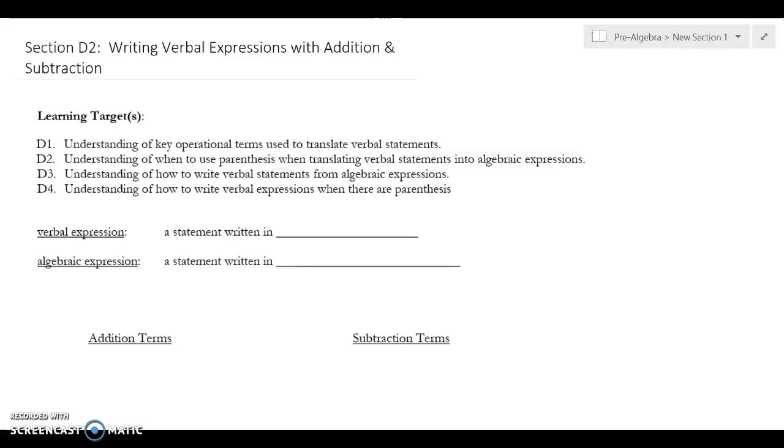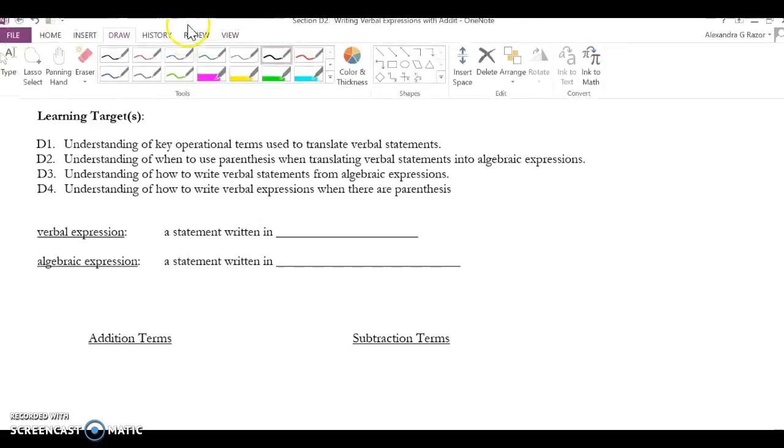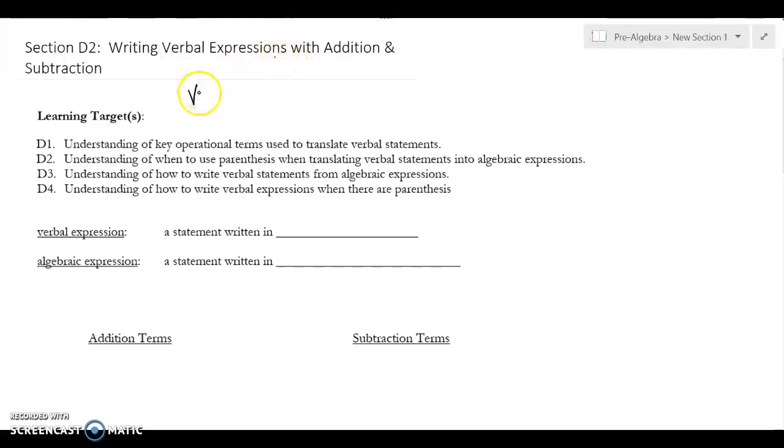All right, what we're working with now is writing verbal expression with addition and subtraction. First of all, there's some things we need to know. One thing we need to know is what a variable is. A variable is just a letter that represents a different number. Whenever you see a variable, you have to spell out a number. We can't actually say n. We have to say that it represents a number, because that's what a variable does.